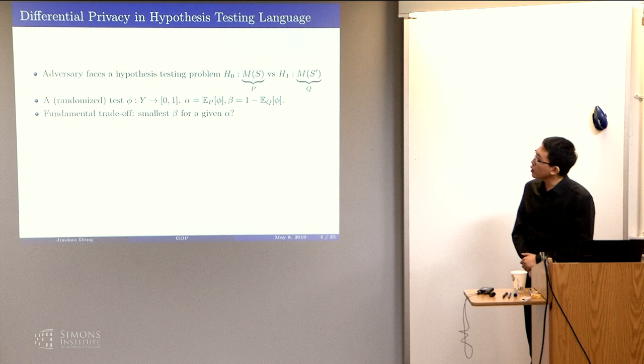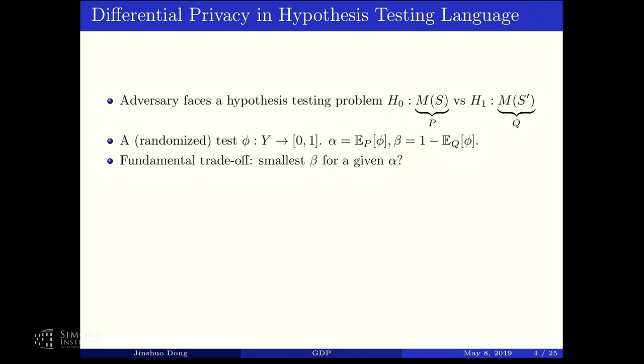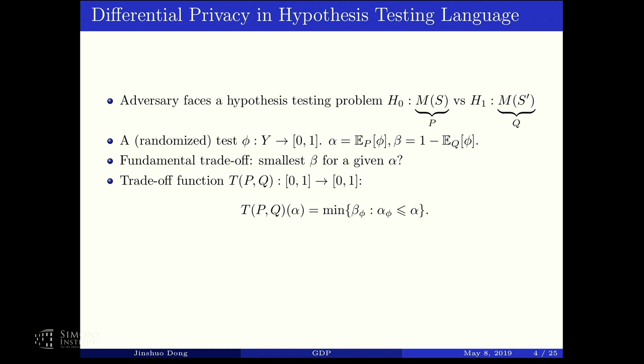And we have a fundamental trade-off between these two errors. When you are allowed a larger type 1 error, you can definitely achieve a smaller type 2 error. So we can ask this question: what is the smallest type 2 error if I am given a fixed level of type 1 error? This gives you a function mapping from type 1 error to the minimal type 2 error, and this function is associated with P and Q. I'll denote this function by T of P, Q. It takes in alpha and returns a minimal beta. This is the expression. The minimum is taken over all possible tests. And it's a min, not an inf, because of the Neyman-Pearson lemma.